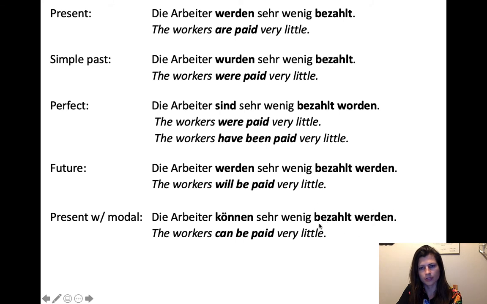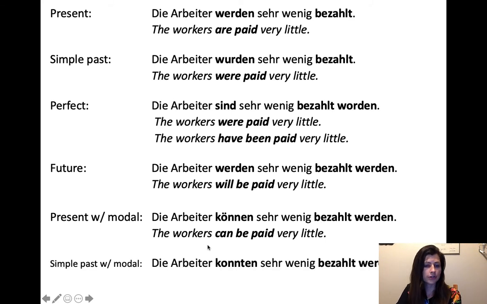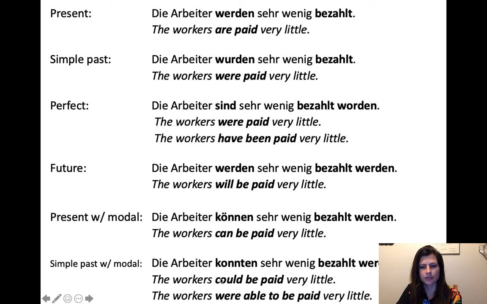So can, and then here's the whole passive happening over here. Werden plus past participle makes that passive happen over here. Can be paid very little. And then all we have to do to make the simple past with the modal is just change the modal verb from the present to the simple past. So everything else is the same. We just change können to konnten, which is just how you get from the present to the simple past in a modal verb. So the workers could be paid very little, as in they were able to be paid very little.